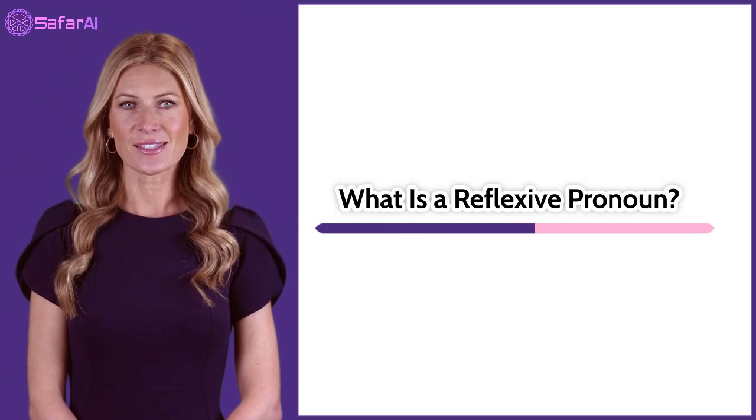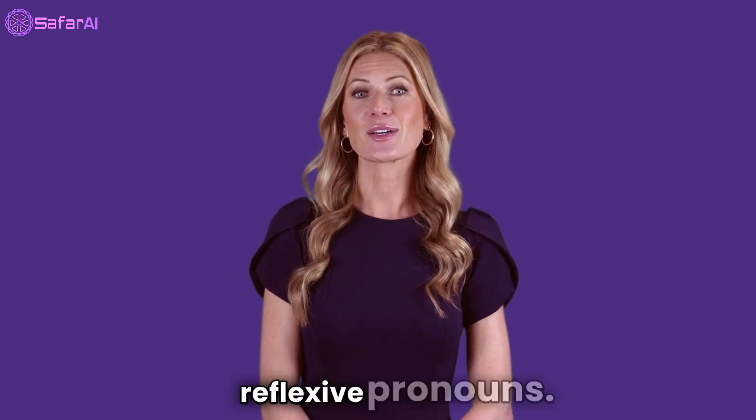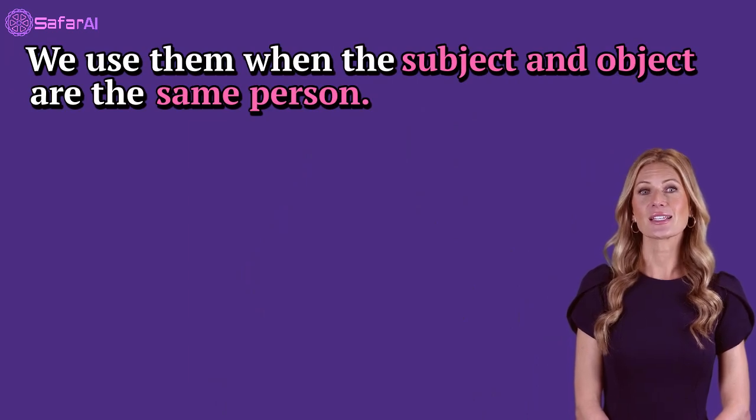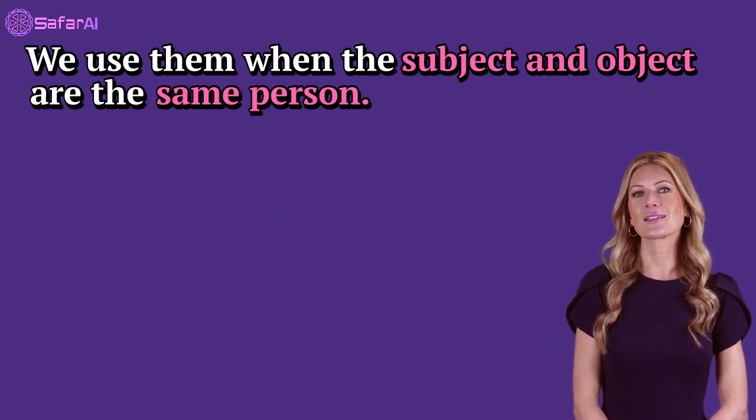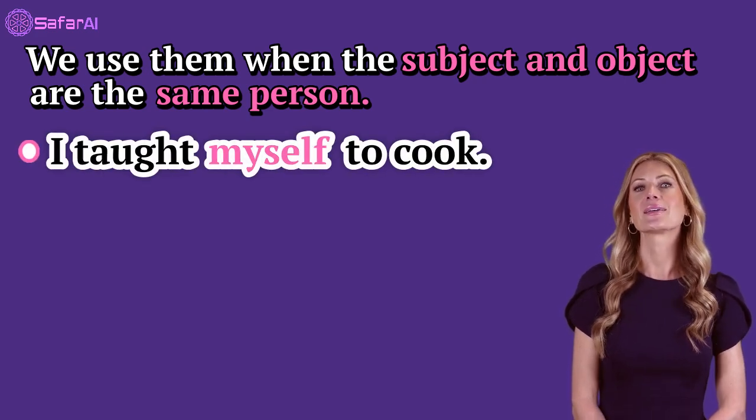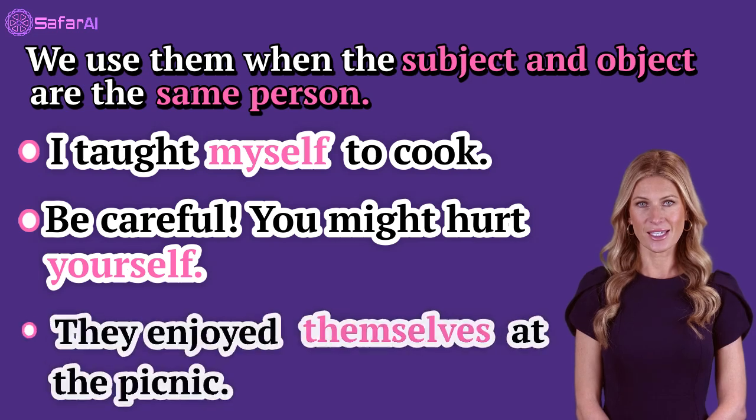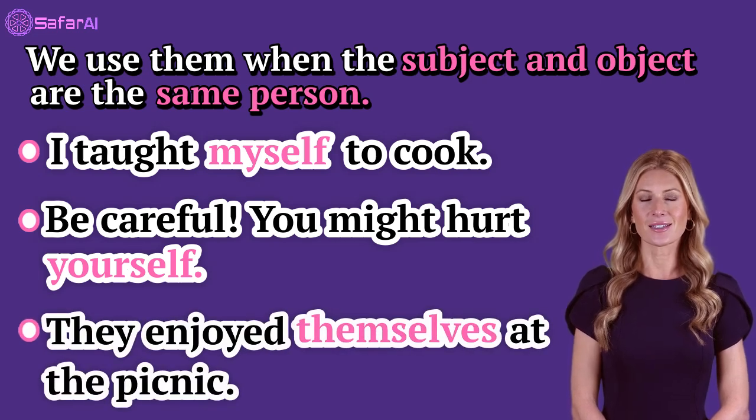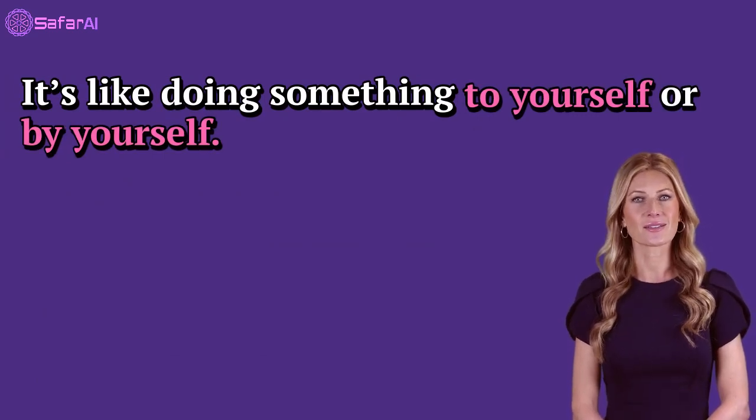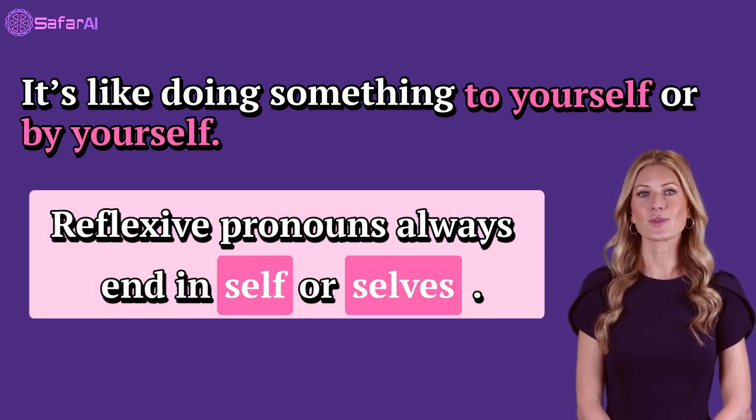What is a reflexive pronoun? Now let's talk about reflexive pronouns. We use them when the subject and object are the same person. Examples. I taught myself to cook. Be careful, you might hurt yourself. They enjoyed themselves at the picnic. It's like doing something to yourself or by yourself. Reflexive pronouns always end in self or selves.